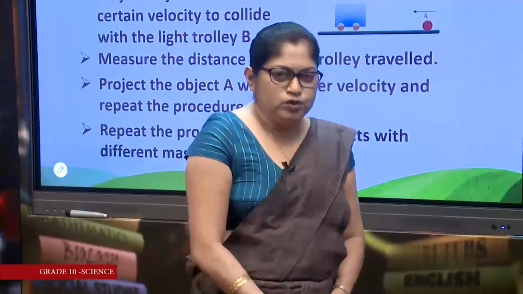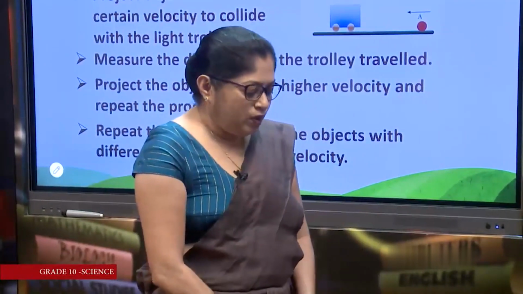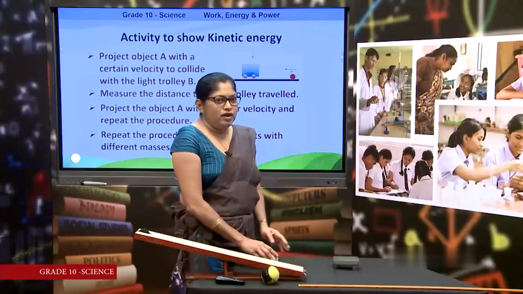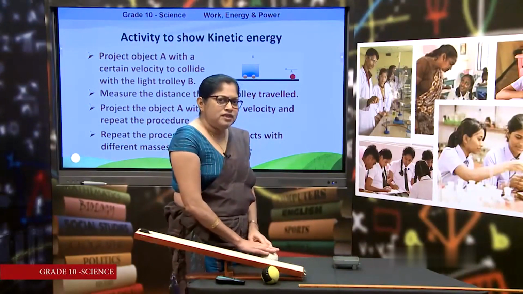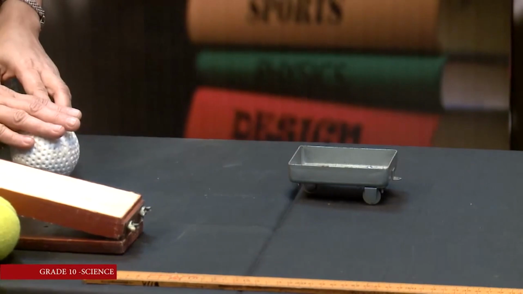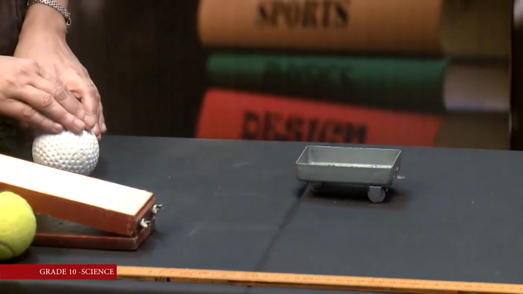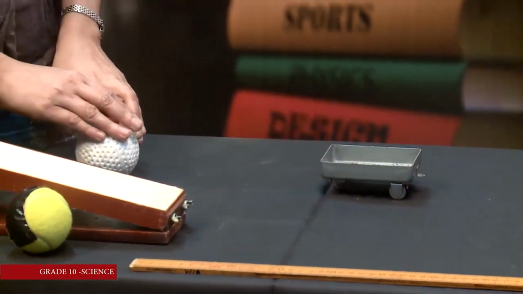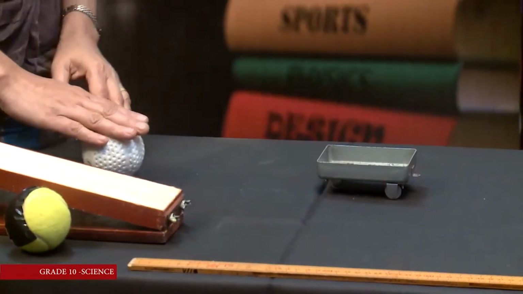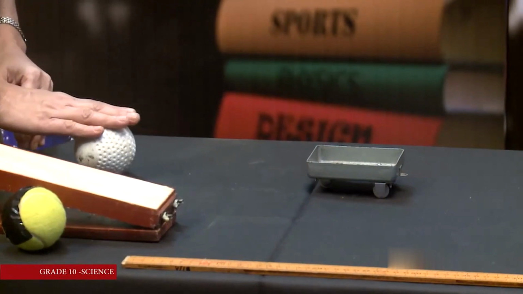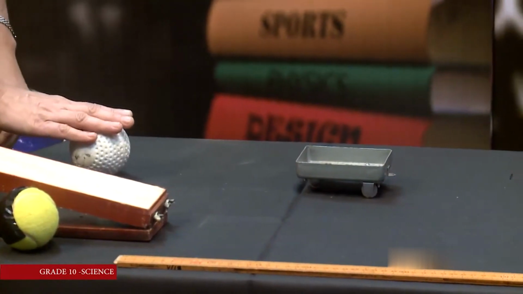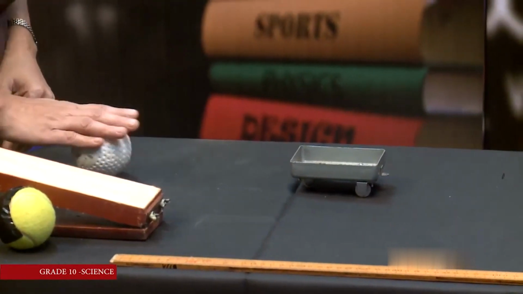Now, I am going to use the leather ball to project towards the light trolley. Here I am applying the same velocity as I used to the rubber ball. So, now I am going to send the leather ball towards the trolley with the same velocity. You look what will happen.